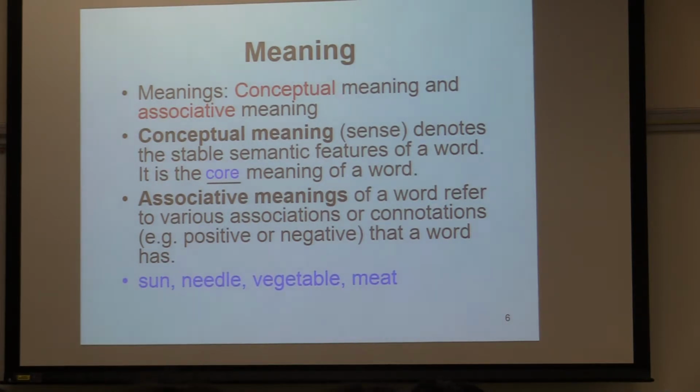Now, for example, when you see these words, sun, needle, vegetable, meat, they are common words. We all know the conceptual meaning. Now, can you tell me the associated meaning or connotation of these words? Sun. Warm? Depends. In winter, warm, but in summer, scorching. Needle. Painful. Yeah, painful, because all of you had experience, particularly as a child, of being afraid of the injection. Now, vegetable?